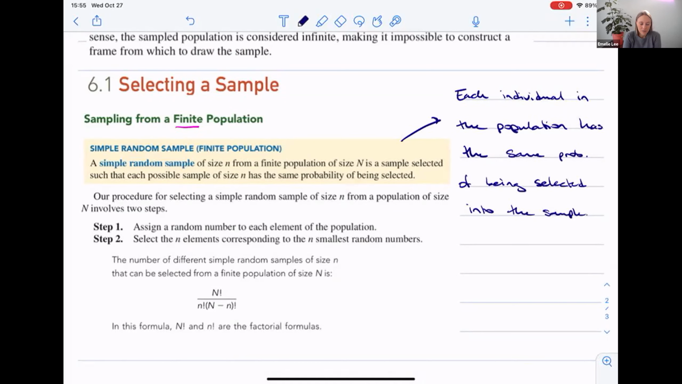Okay. So here I've got kind of the most basic way that we could collect a simple random sample. If you have a finite population, then you would have some list of everyone, right? You would have a frame to pick from, right? All the students at Okanagan College, for example, right?